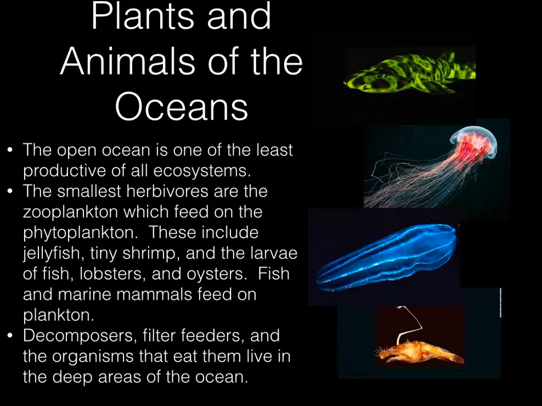So plants and animals of the ocean. There are still plants and animals in the deep ocean. So the open ocean is one of the least productive of all ecosystems. Like we said, they don't have an abundance of organisms, but they still do have a fascinating array of these organisms.